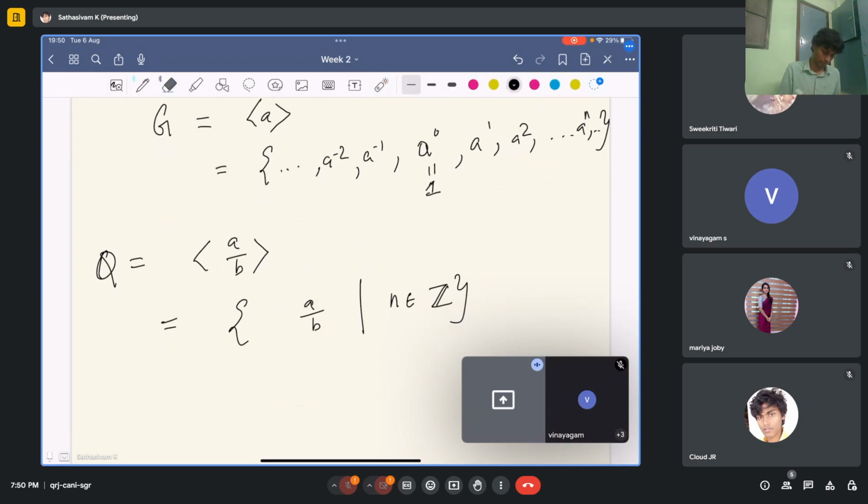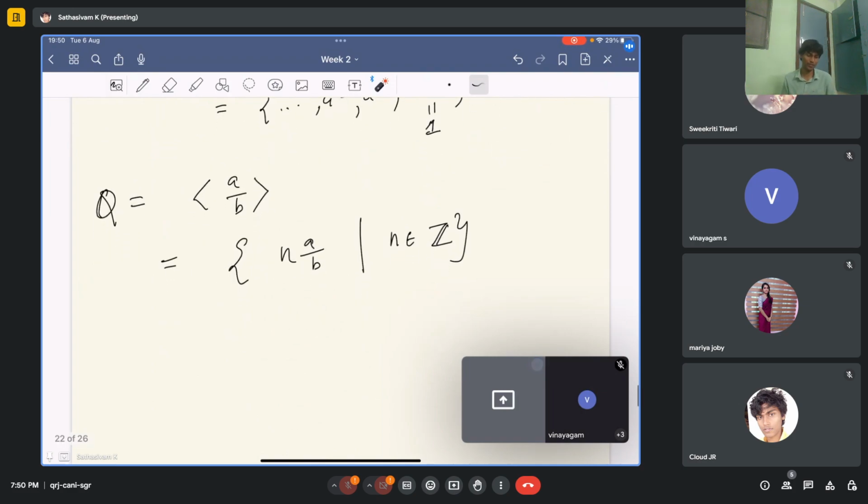This is not multiplication. I'm not multiplying n and A by B. In fact, you can multiply it, but here I just mean add it n times. That is the same as multiplying in Q, but that is a different story. Let's not worry about that.